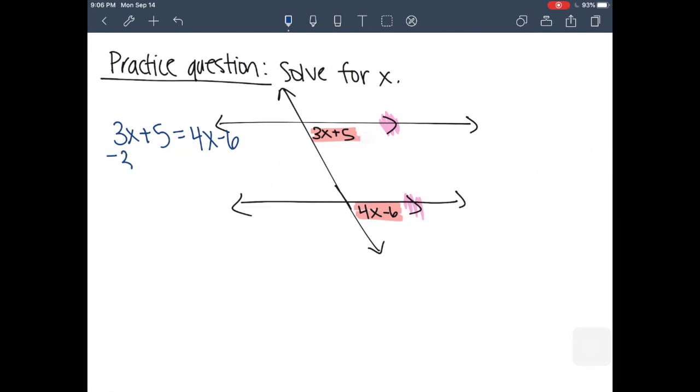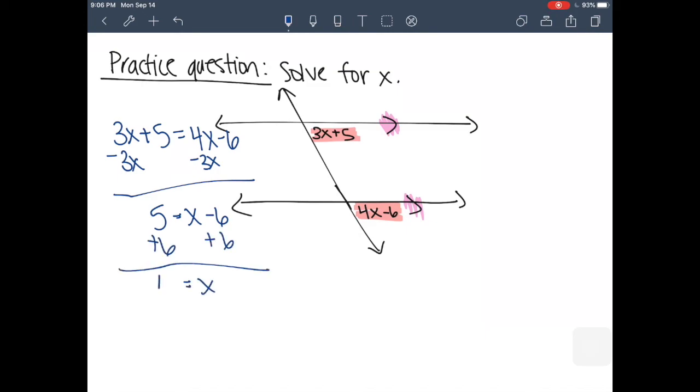So I'm going to take away 3x from both sides. I get 5 equals x minus 6, and then add 6 to both sides. So x equals 11. And remember, there's situations where I could ask you to take that and plug it back in to one of these to find the missing angle.